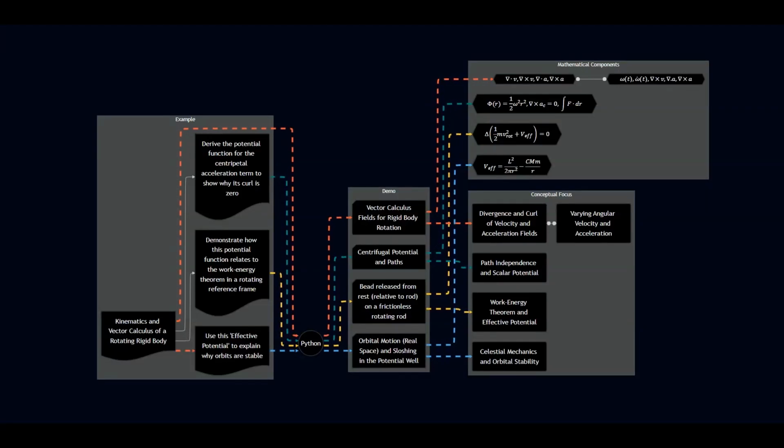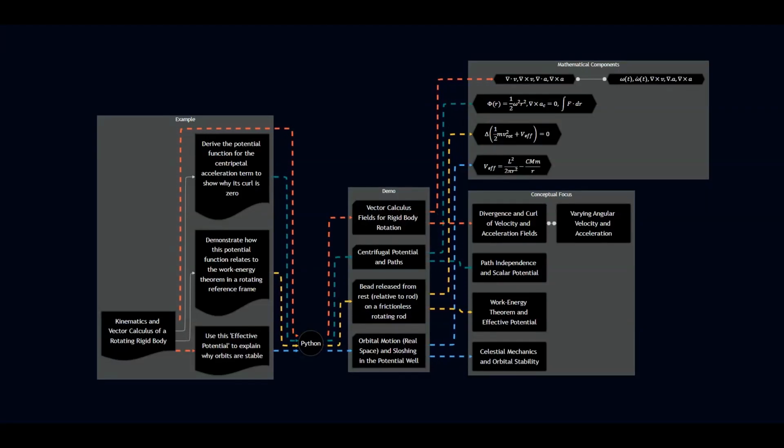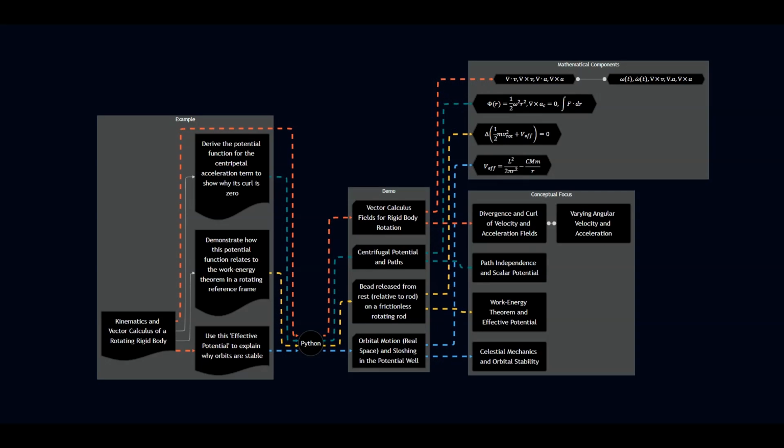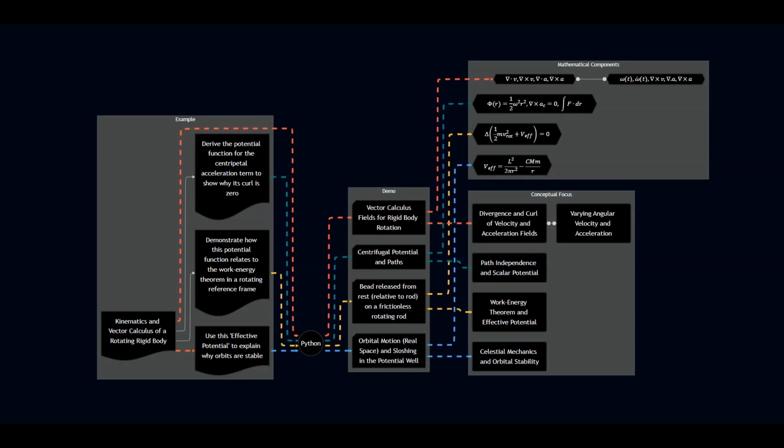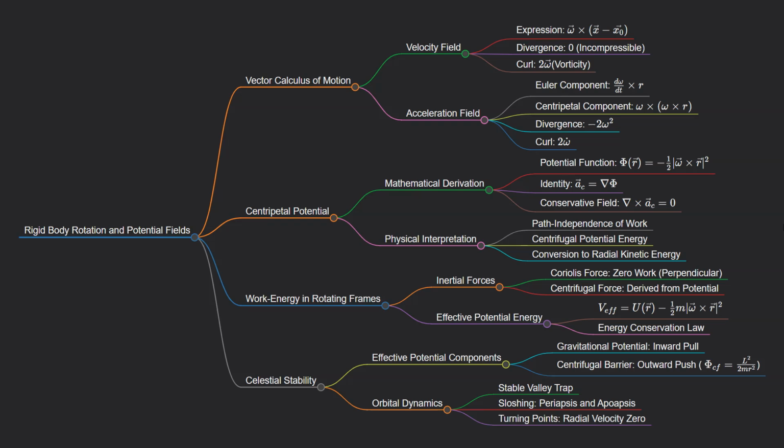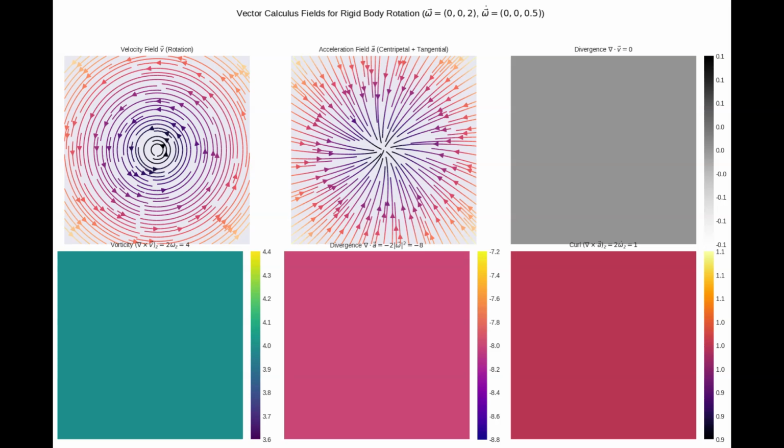The study of rigid body rotation reveals a complex interplay of forces and energy that governs everything from spinning tops to the stability of planetary systems. By looking at these motions through the lens of vector calculus and potential fields, we can understand the underlying structure of rotation without relying on complex equations.